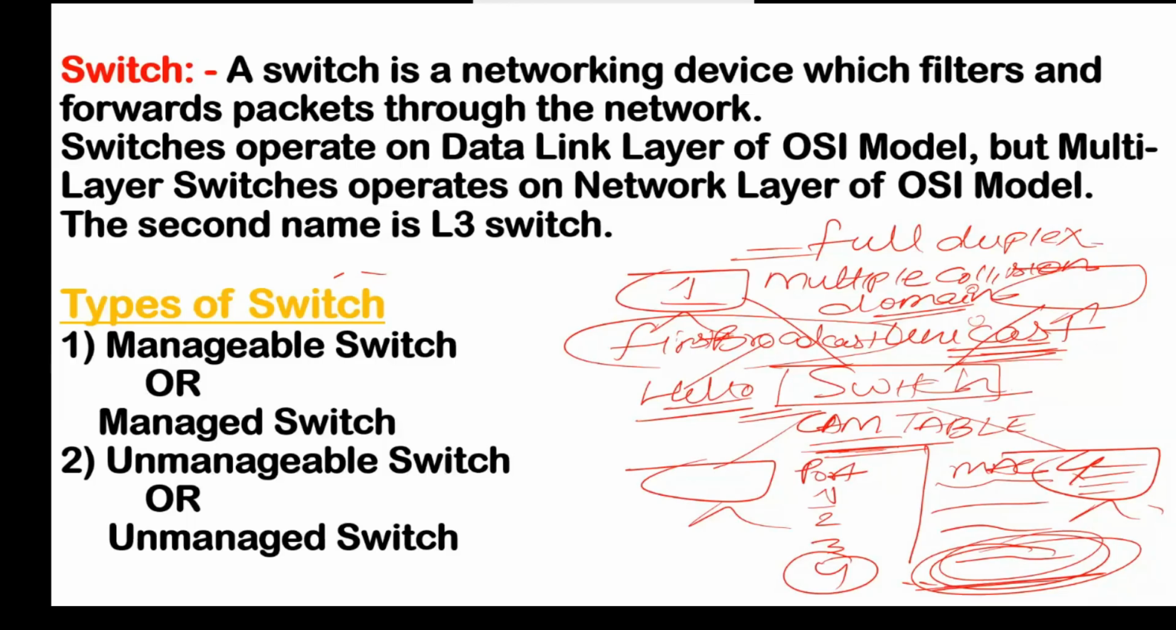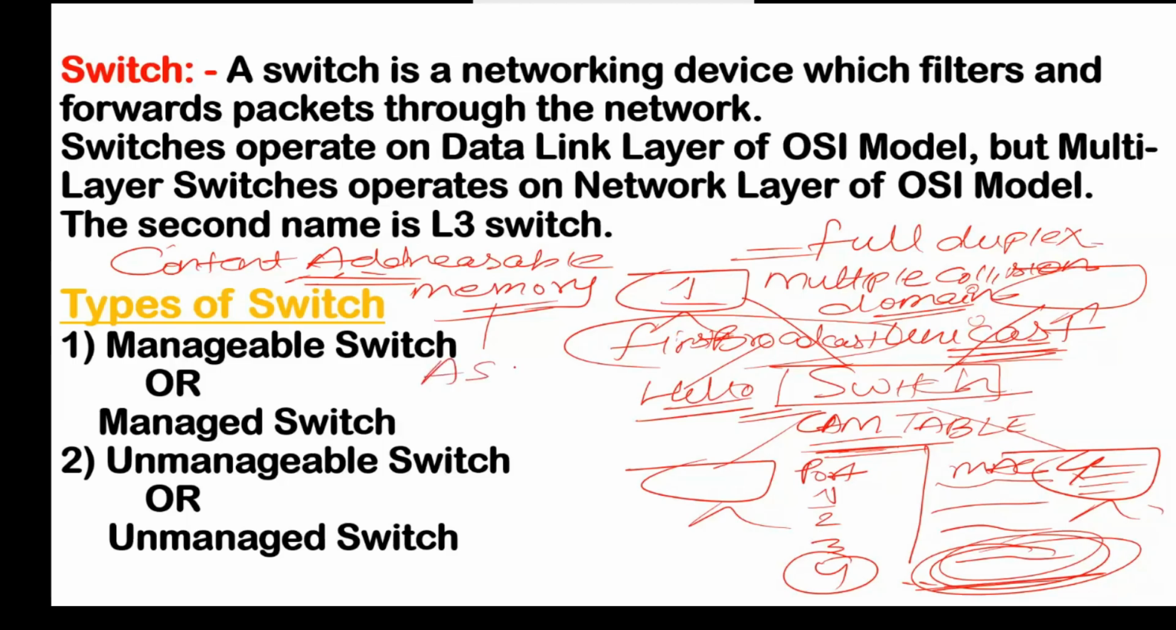Ravi, what was the full form? You tell CAM table: content addressable memory. That is the first one. And for this table, there is one chip. In this chip, that table will be stored. That is the ASIC chip.